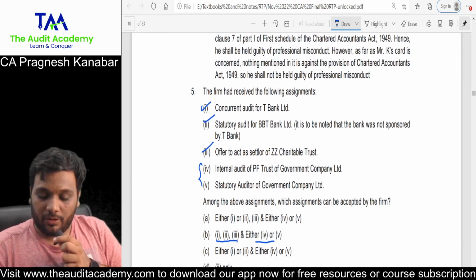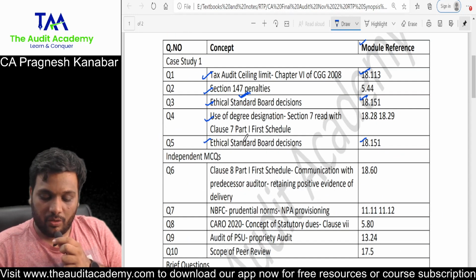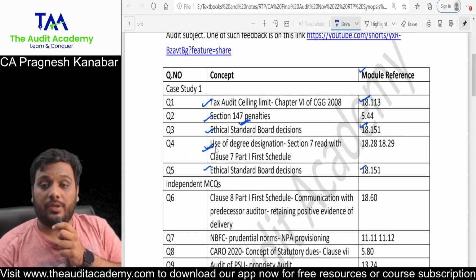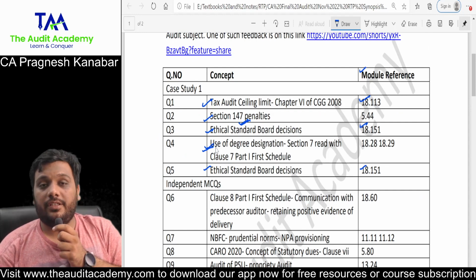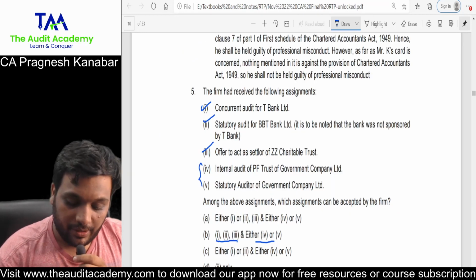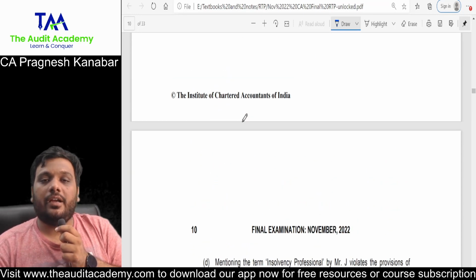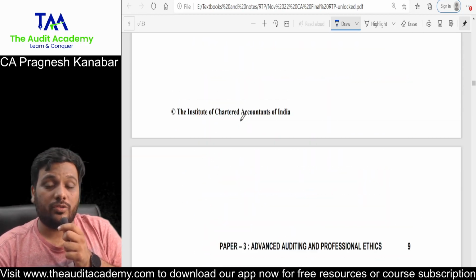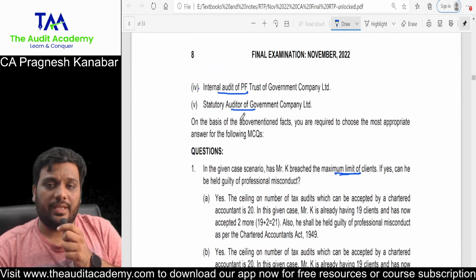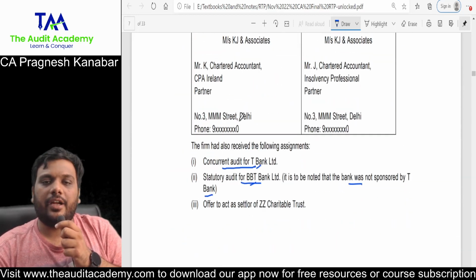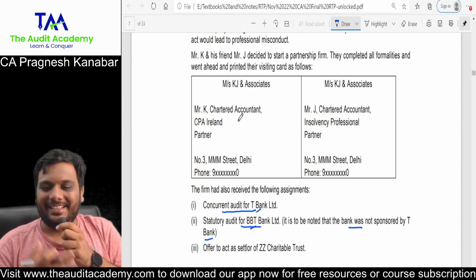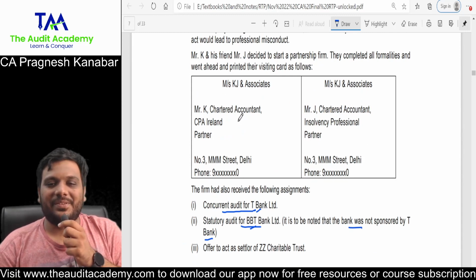Okay, and the 4th question in this case study over here, yes, use of degree designation, very, very beautiful question. All right, section 7 read with clause 7 part 1 first schedule. So as you know that practicing chartered accountants are allowed to use designation chartered accountant, and along with that there are lots of restrictions in the descriptions and the degrees and the initials that they can write. All right, that's a 40-45 minute discussion. Okay, so that's altogether a different discussion that happens. Okay, but let us see what they have done over here.